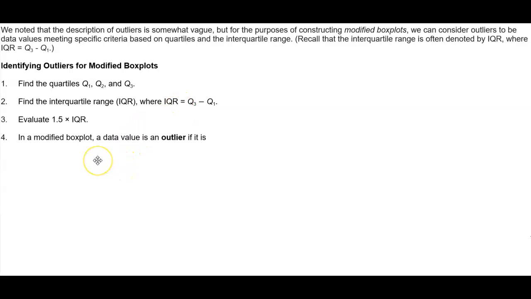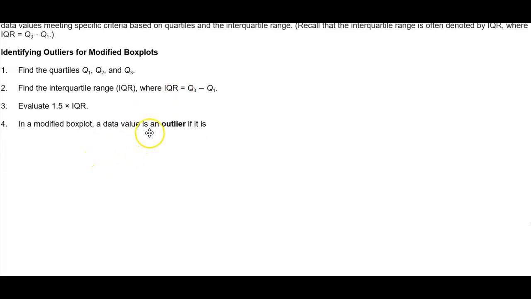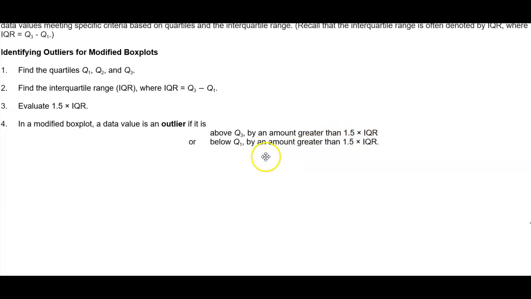Now, in a modified box plot, a data value is an outlier if it is the following. If it is above quartile 3 by an amount greater than 1.5 times the interquartile range, or below quartile 1 by an amount greater than 1.5 times IQR.